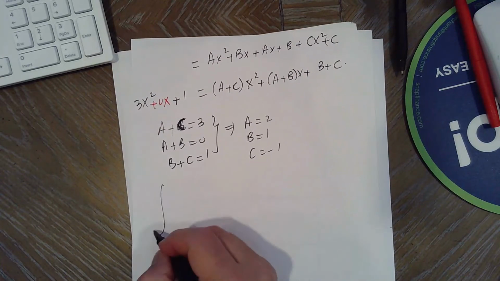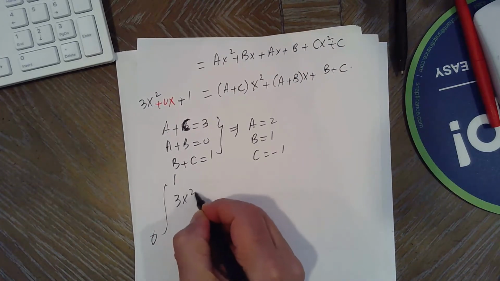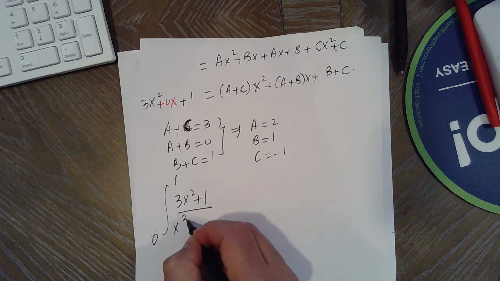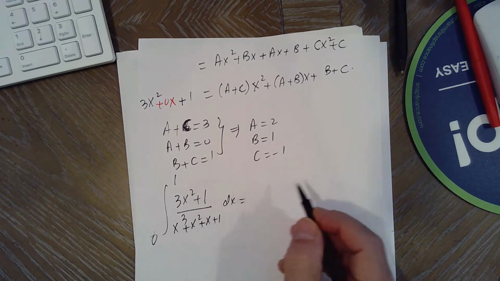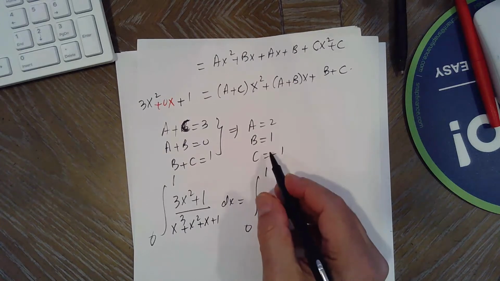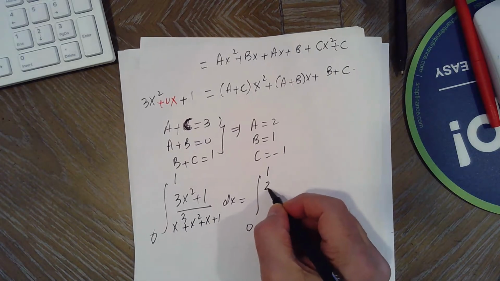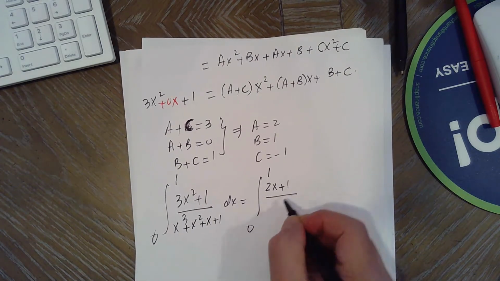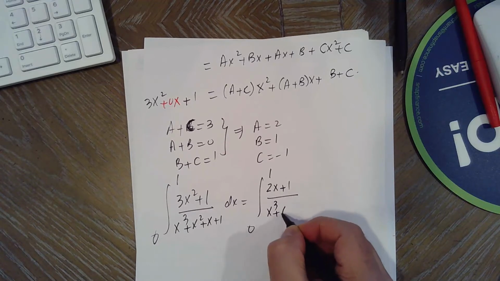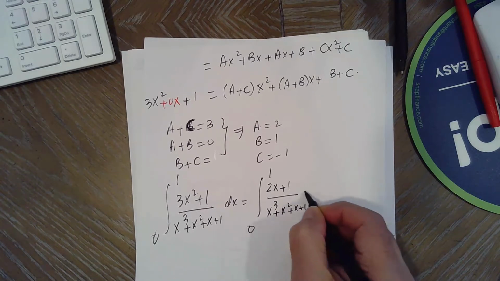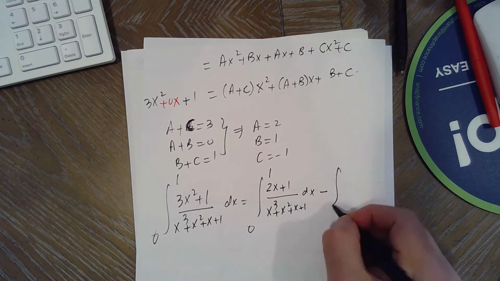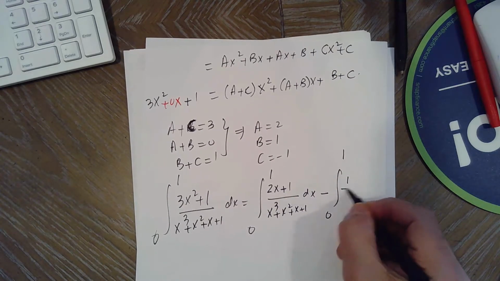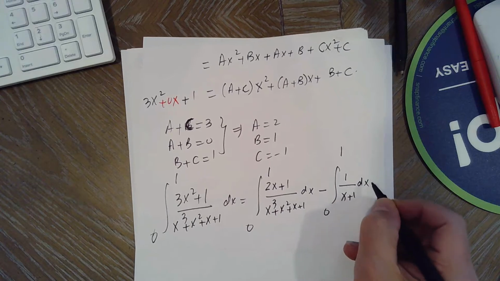So the integral from 0 to 1 of (3x squared plus 1) over (x cubed plus x squared plus x plus 1) equals the integral from 0 to 1 of (ax plus b), which is (2x plus 1), over (x squared plus 1), plus c, where c is -1, so it's minus 1 over (x plus 1) dx.